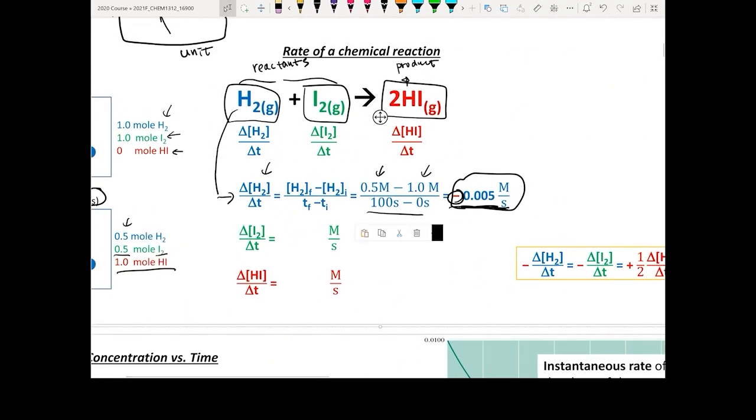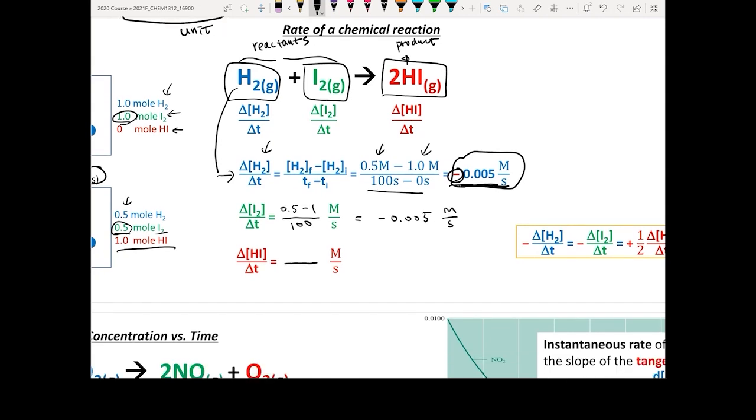For your I2, you can do the same calculation, right? Your I2 final is, again, 0.5. Initial is 1. Time is 100 seconds. So in this case, it's also going to give you minus 0.005 concentration per second. What is the final concentration of your HI? 1, right? What is the initial concentration? 0. The time span is 100 seconds. So what's the number you get? It's positive, first of all. That means it's the formation rate, right? And it's 0.01 concentration per second.